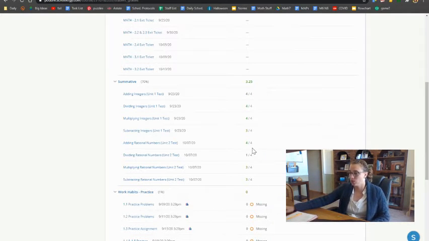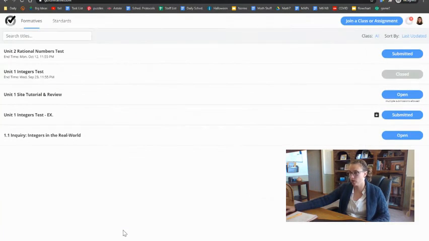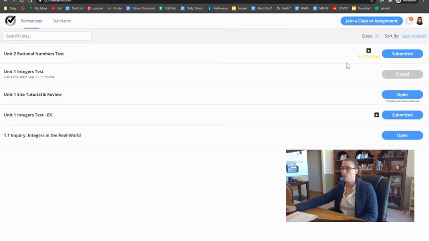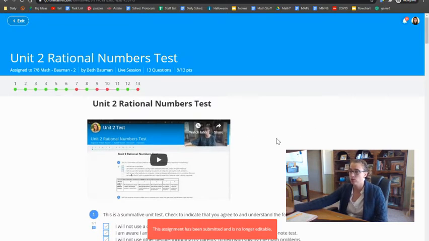So where do these scores come from? Well, let's go to GoFormative to find out. Remember, when you log into GoFormative, make sure you log in with Clever. When you get in there, you should see the Unit 2 rational numbers test, and there should be a little box up above. Then you're going to click the submitted one, so that you can review how you did.